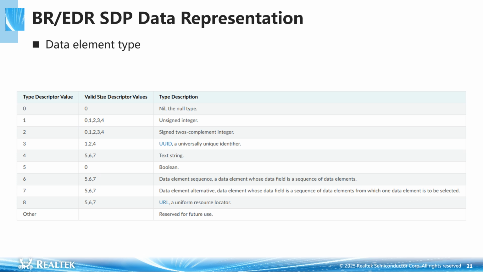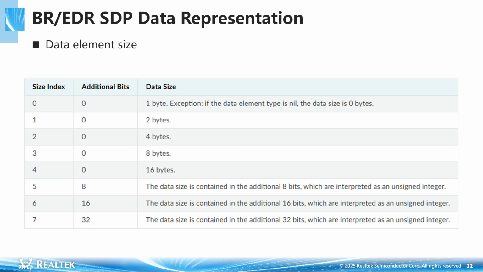The type descriptor is contained in the most significant 5 bits of the first byte of the data element header. As shown in the table, it describes the definitions of data element type descriptors. The data element size descriptor is represented as a 3-bit size index followed by 0, 8, 16, or 32 bits. The size index is contained in the least significant 3 bits of the first byte of the data element header. As shown in the table, the encoding method for the size index is illustrated.